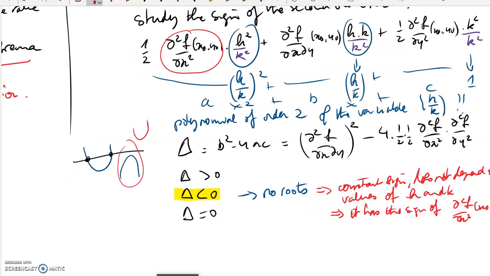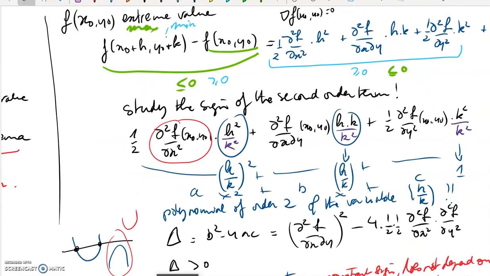So remember what it meant. If it's positive, we have a minimum. Okay, we are in that case. We have a minimum, and if it's negative, corresponding to that term being negative, then we have a maximum. Okay, so we find again something similar to the second order conditions in one dimension, right?